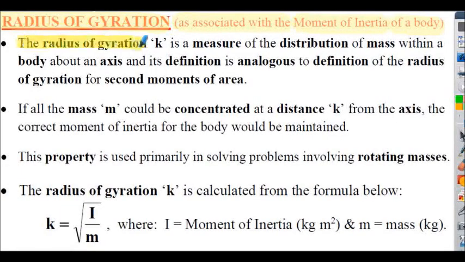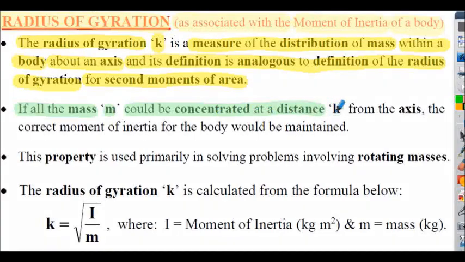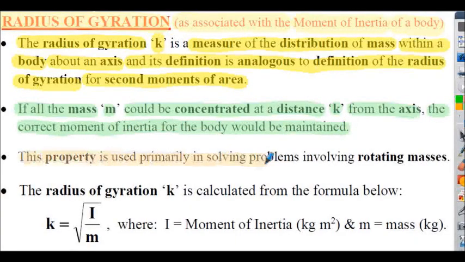So the radius of gyration, again symbol k, in this context is a measure of the distribution of mass within a body about an axis, and its definition is analogous to the definition of the radius of gyration for the second moments of area. So if all the mass, m, could be concentrated at distance k from the axis of rotation, the correct moment of inertia for the body would be maintained. As I said, this is used primarily in solving problems involving rotating masses.